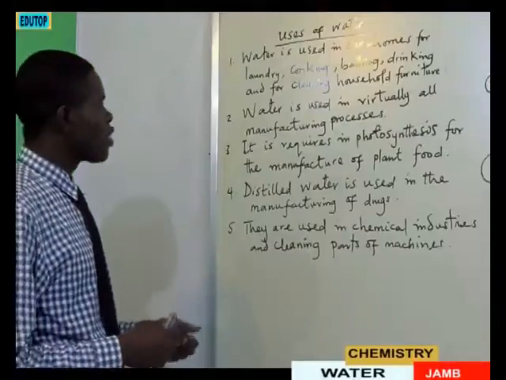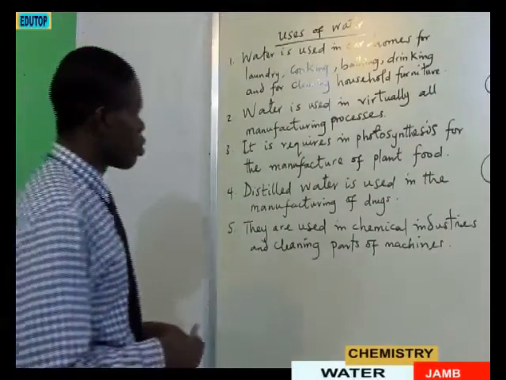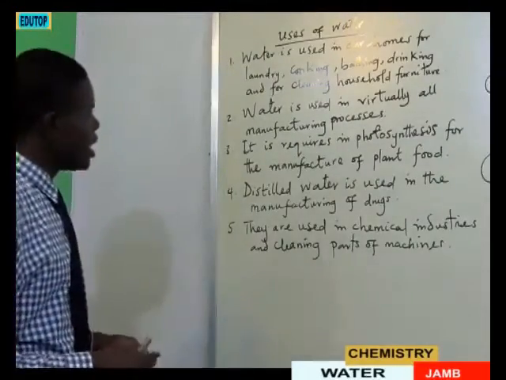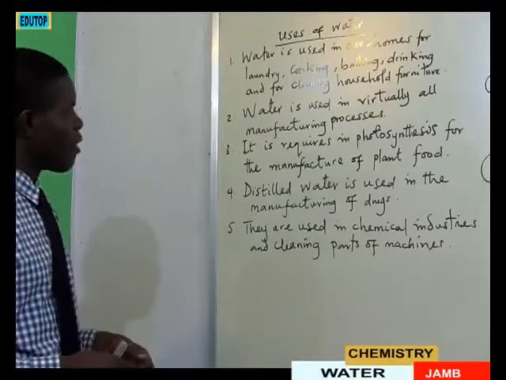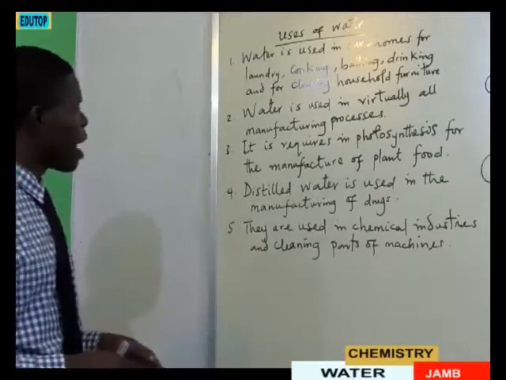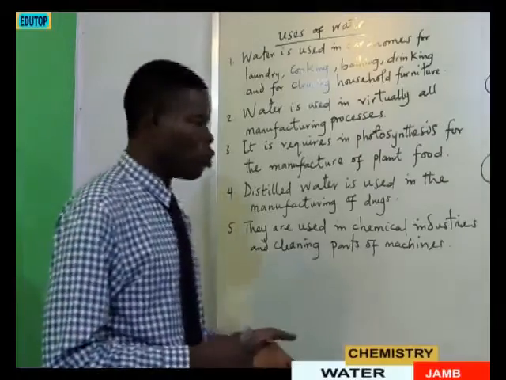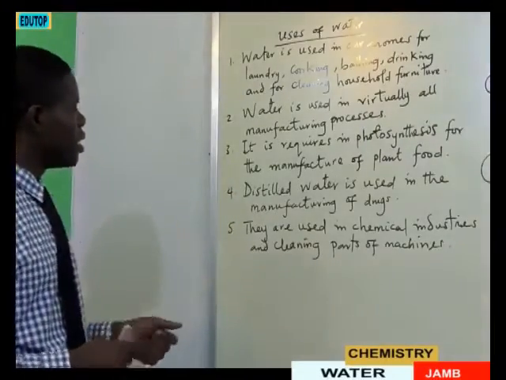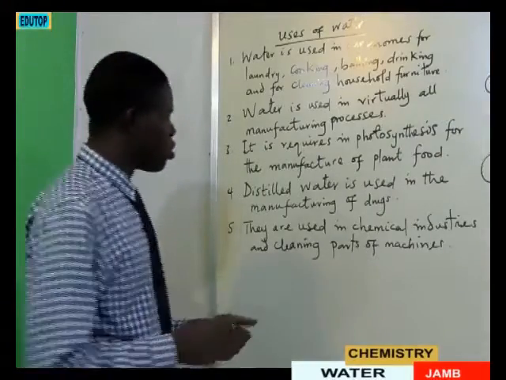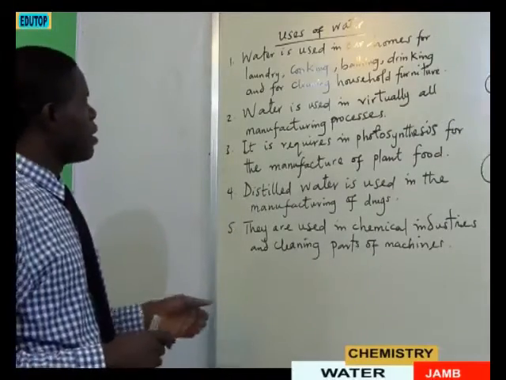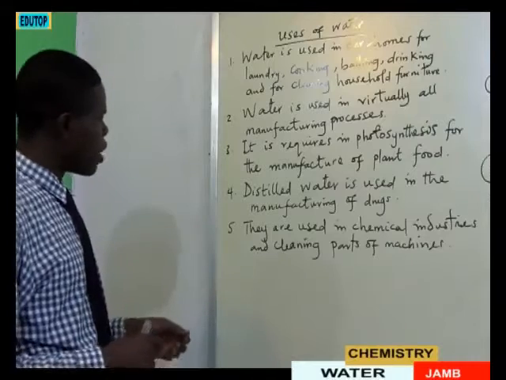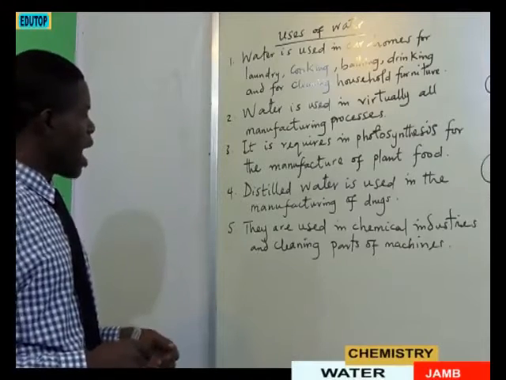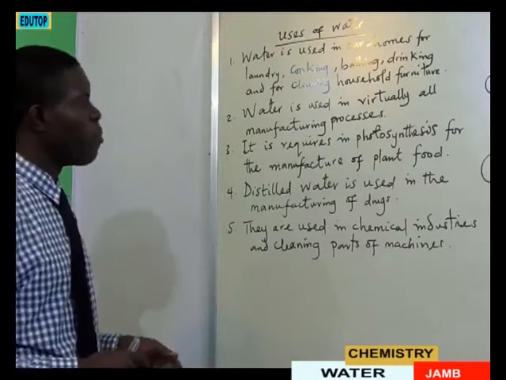Water is used in virtually all manufacturing processes. 3. It is required in photosynthesis for the manufacture of plant food. 4. Distilled water is used in the manufacturing of drugs. 5. They are used in chemical industries and cleaning parts of machines.